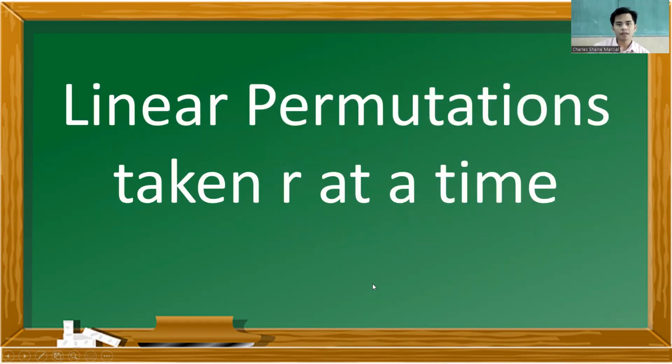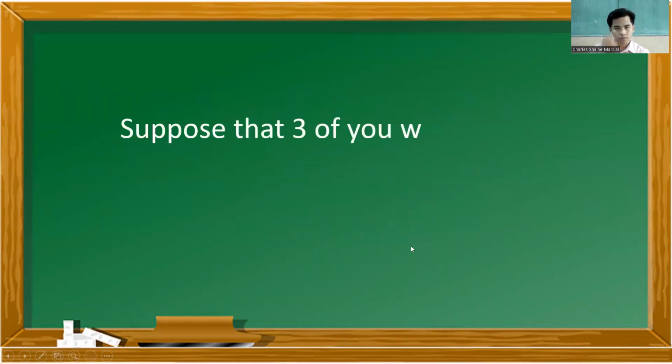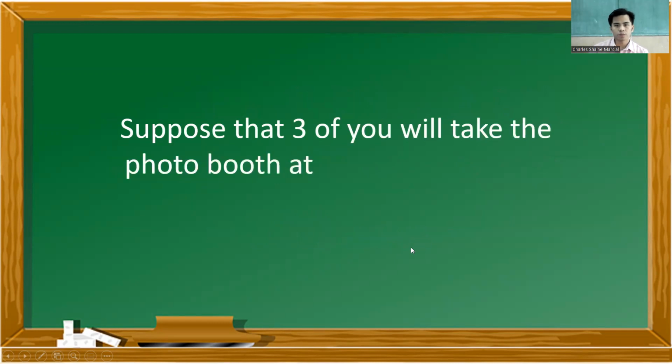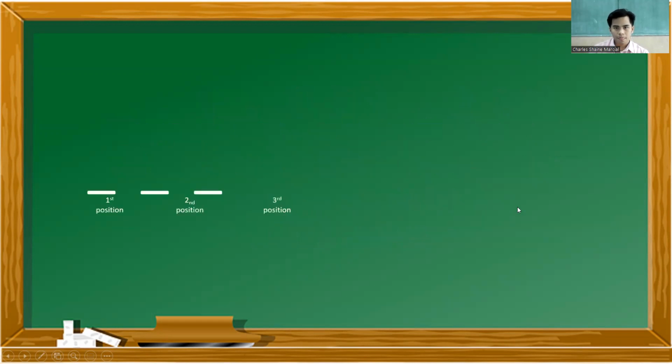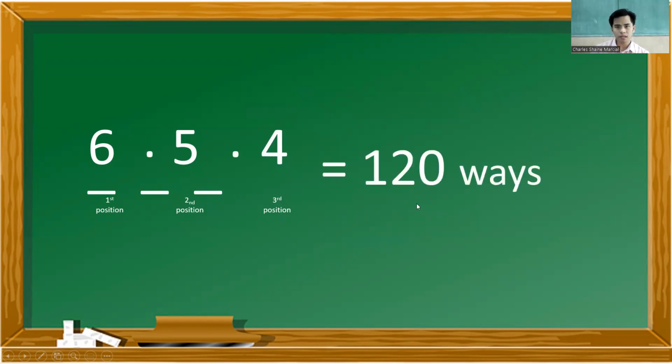Now, we have the linear permutations taken r at a time. Okay, suppose the 3 of you will take the photo booth at a time. How many ways can you do it? Okay, so ibig sabihin 3 lang. So we have the first position, second, and third position. We have 6 times 5 times 4. And that is equal to 120 ways.